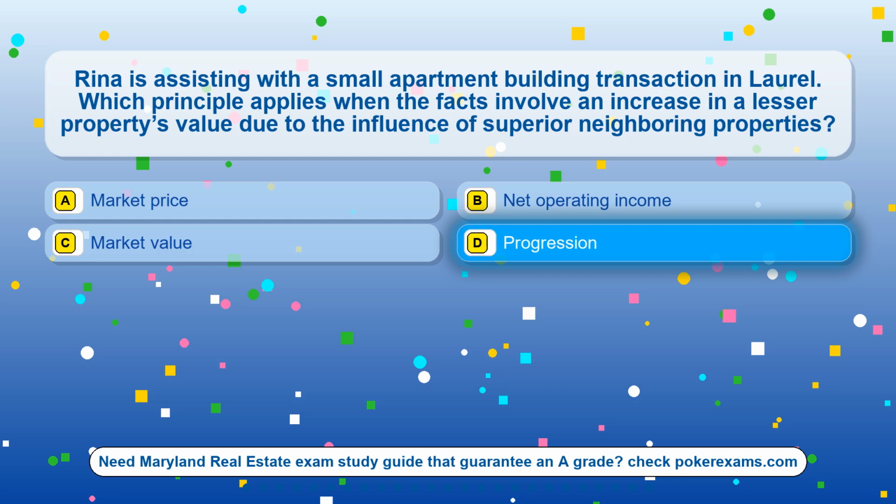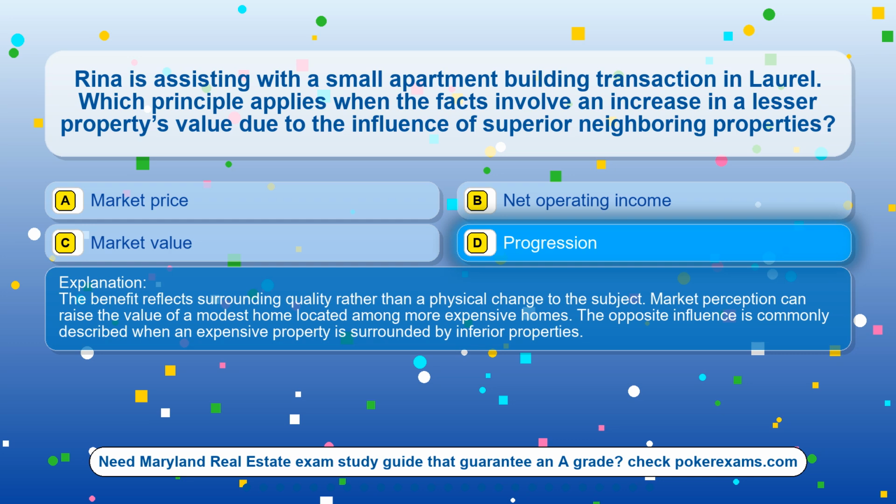The correct answer is option D, progression. The benefit reflects surrounding quality rather than a physical change to the subject. Market perception can raise the value of a modest home located among more expensive homes. The opposite influence is commonly described when an expensive property is surrounded by inferior properties.